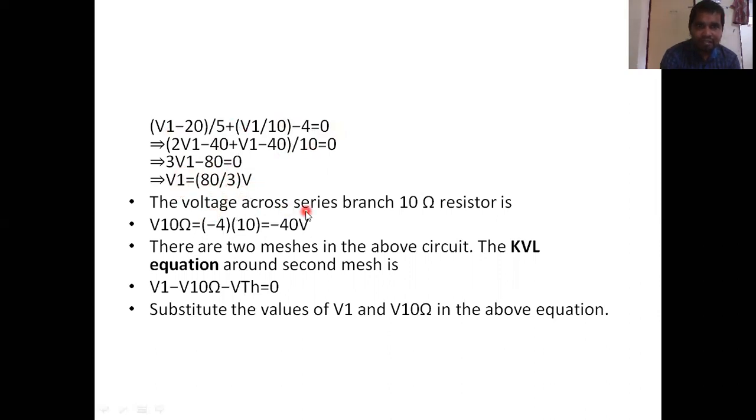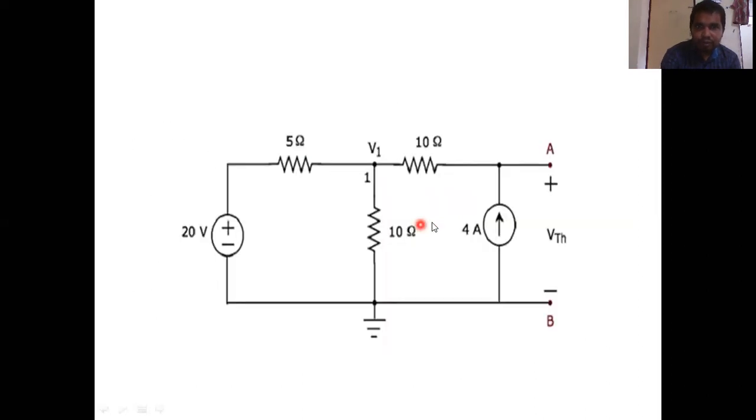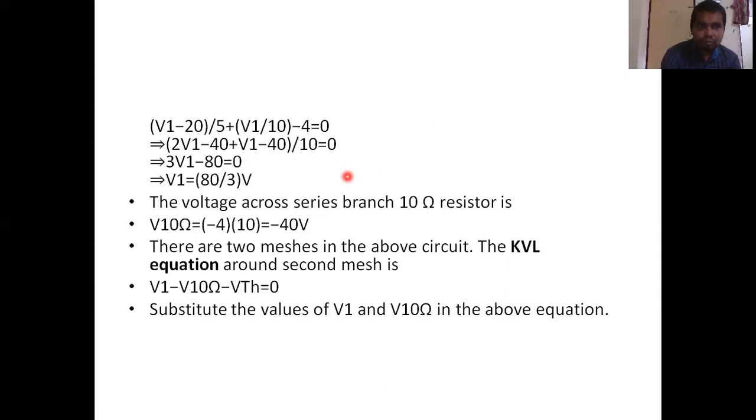The voltage across the series 10 ohm branch is how much? You need the voltage across the 10 ohm branch because you have determined voltage V1 here and a current of 4 ampere is coming this way, right? So 10 ohm times 4 ampere, minus 4 ampere we have taken, so 10 ohm times minus 4 ampere is minus 40 volt, right? Minus 40 volt.